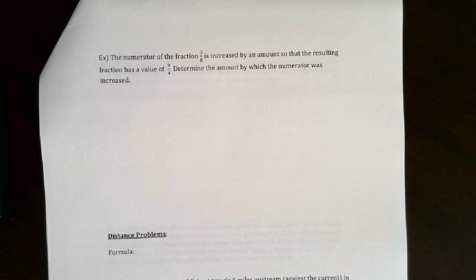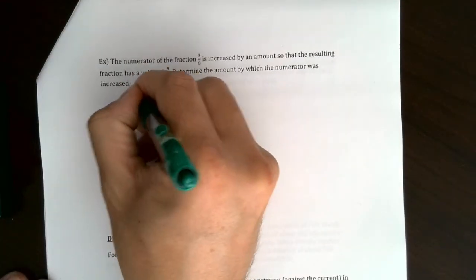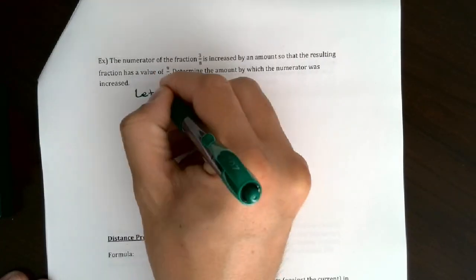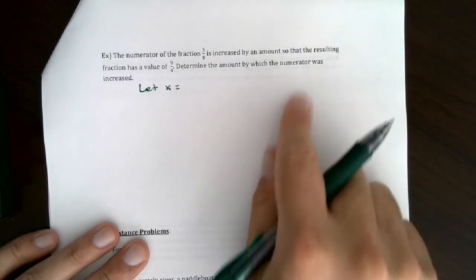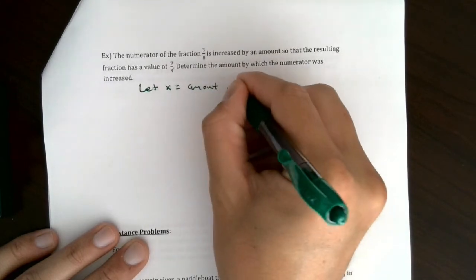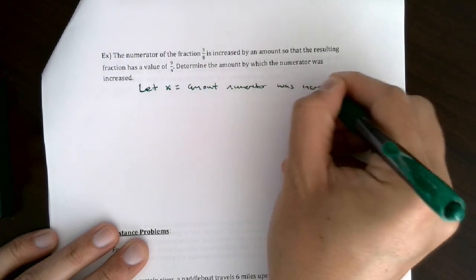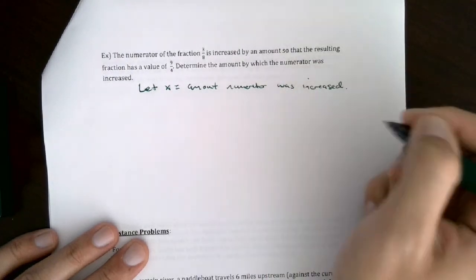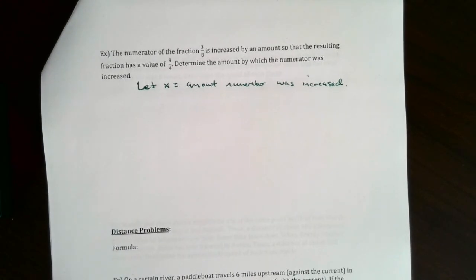So if I'm looking at this, I really have to think to myself, how many things am I looking for? Well, it says determine the amount by which the numerator was increased. That's one thing. So I'm going to have one let statement, and we're going to let x equal what they're asking us to find: the amount by which the numerator was increased. So x is going to equal the amount the numerator was increased.